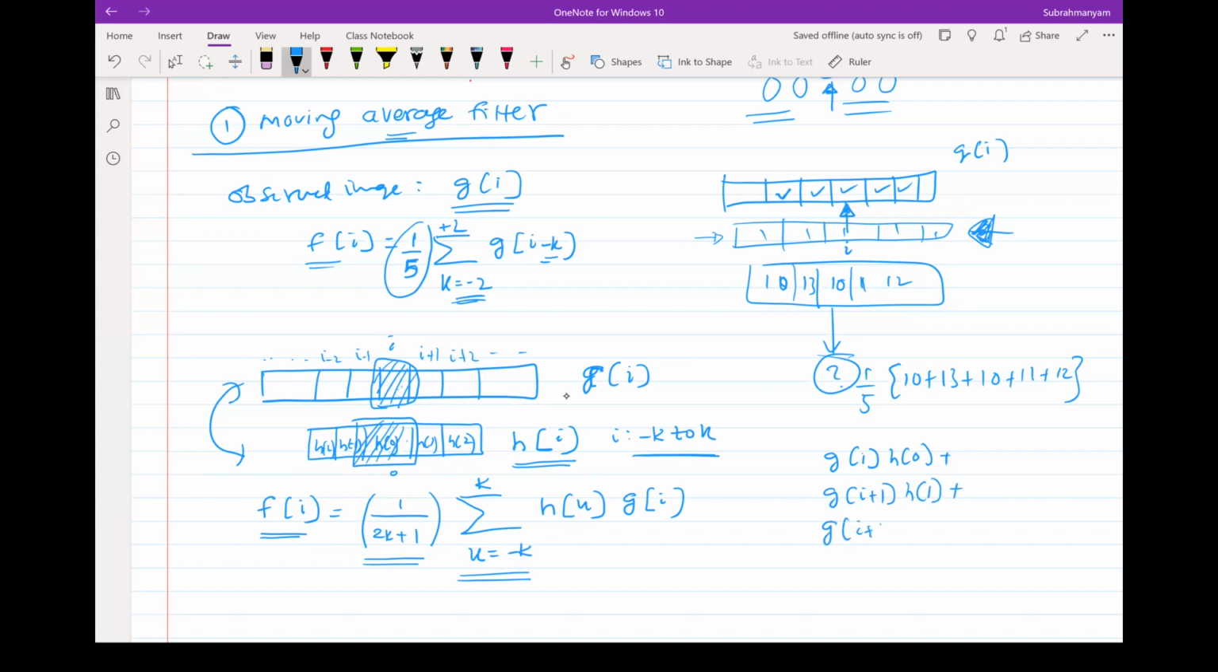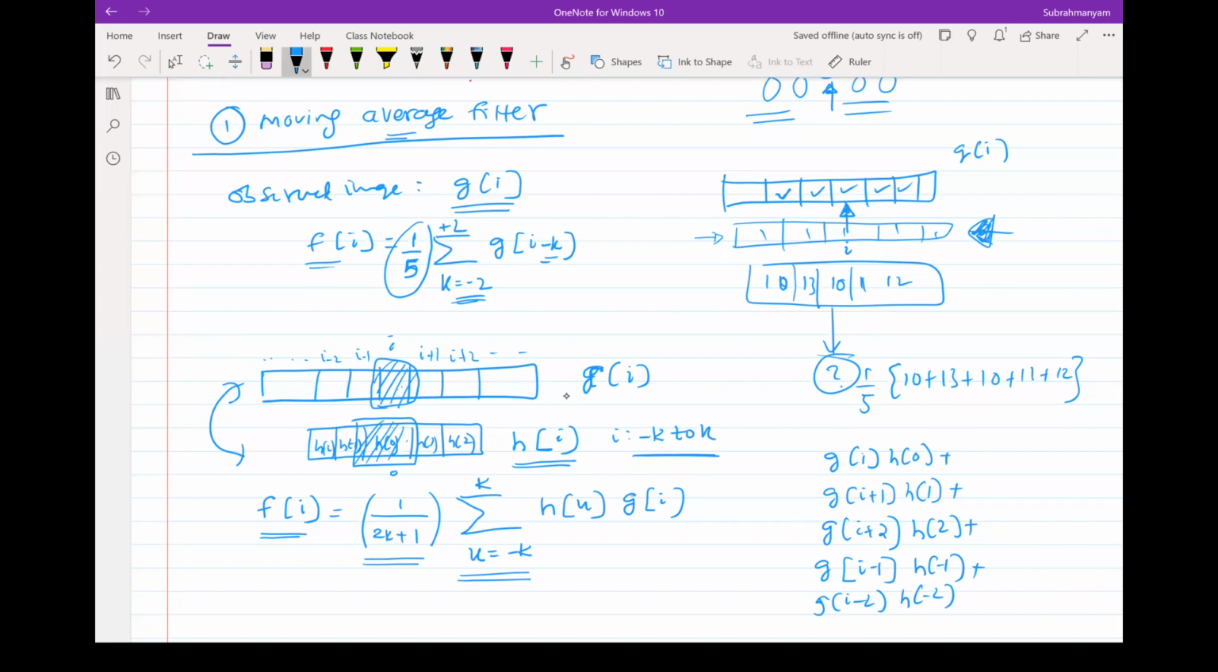You are all stuck at convolution, I think, in your minds. g of i would be a big array, right? Just take a look here: g of i minus 1 into h of minus 1 plus g of i minus 2 into h of minus 2. Is that not all you have to do here? g of i into h of 0.